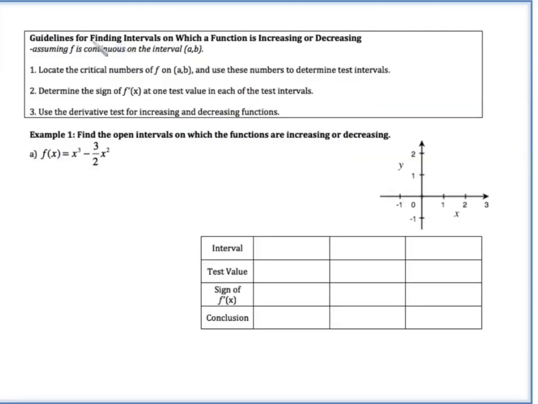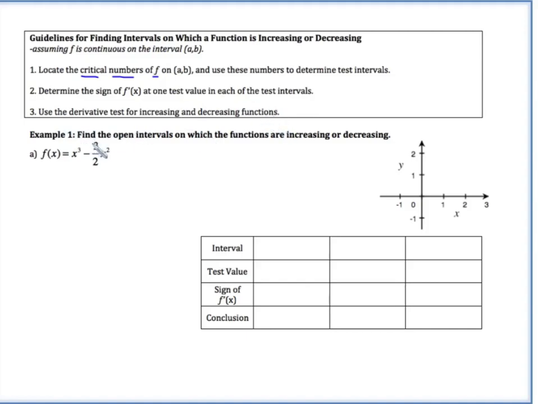So some guidelines for finding these intervals where the function is increasing and decreasing. We're going to assume that f is continuous on the interval. It says locate the critical numbers of f on a and b, and use these numbers to determine our testing intervals. Okay, then we need to determine the sign of the derivative f prime of x at one test value in each of these intervals. And then use the derivative test for increasing and decreasing functions.